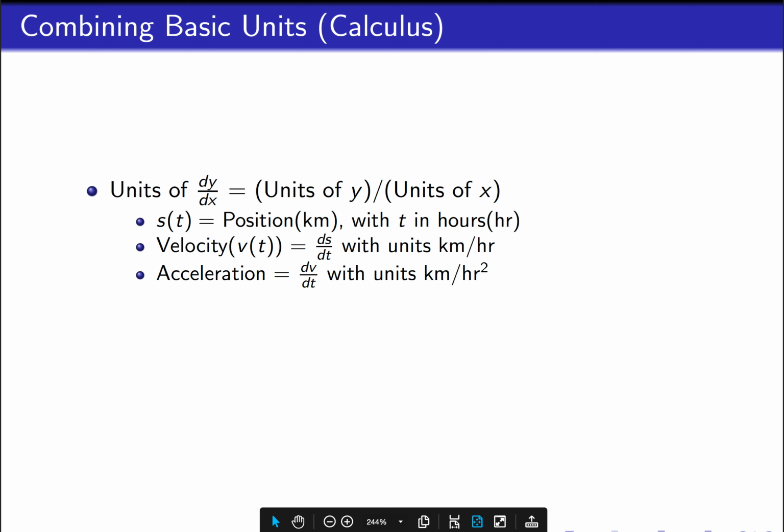As an example, let's assume that s of t is a function which represents the position in units of kilometers, and t is a variable which represents time in units of hours.